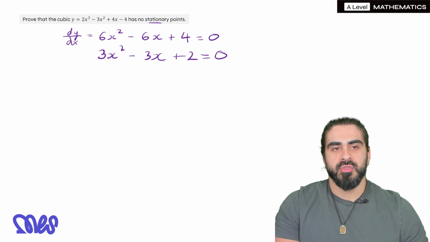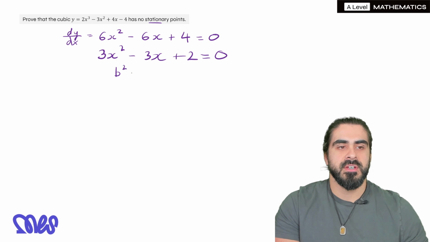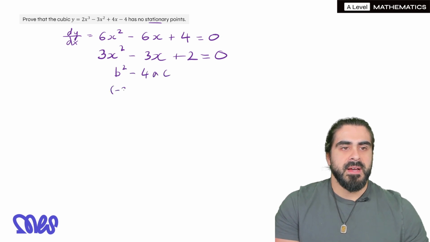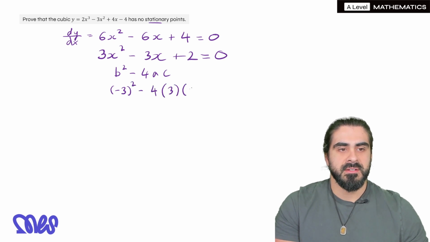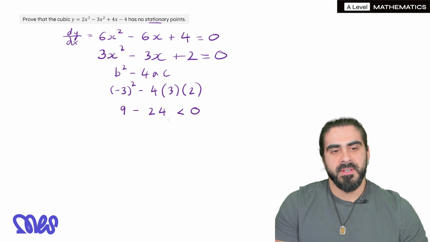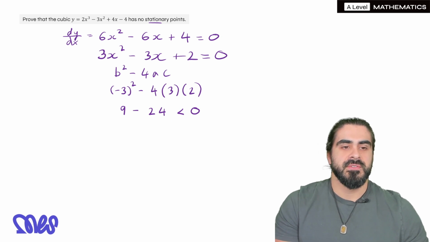How do we prove that quadratics do not have real roots? Well, we use the discriminant, don't we? We observe b squared minus 4ac. So let's do that. We have minus 3 squared minus 4 times 3 times 2. So we get 9 minus 24. And you can see immediately that this is less than 0. Or you could have simplified that to minus 15, but essentially, we're saying that is negative.